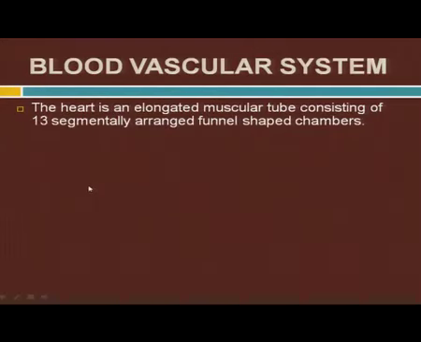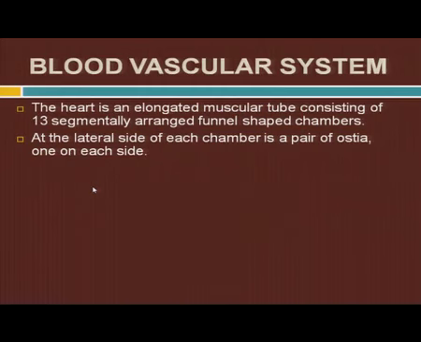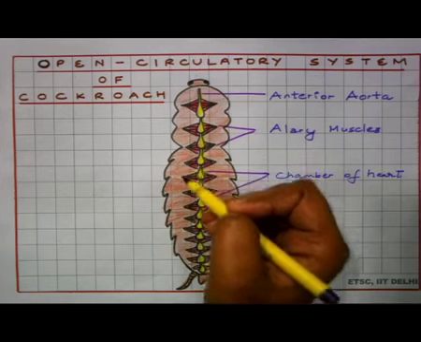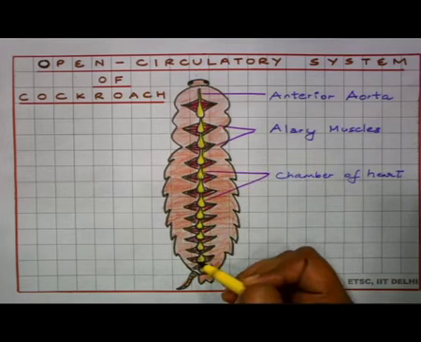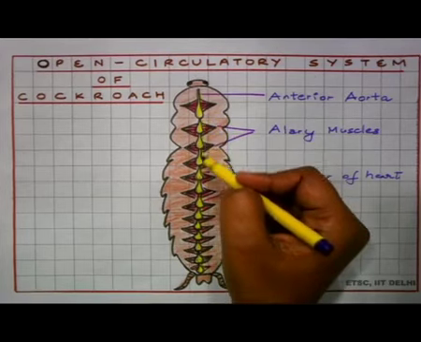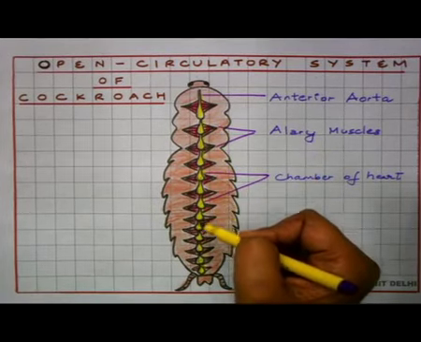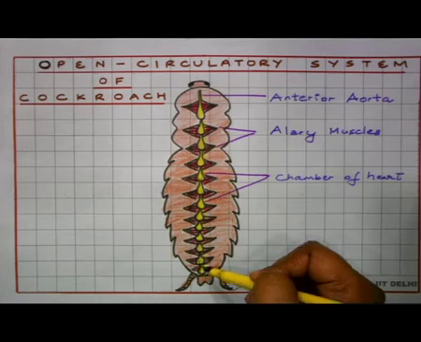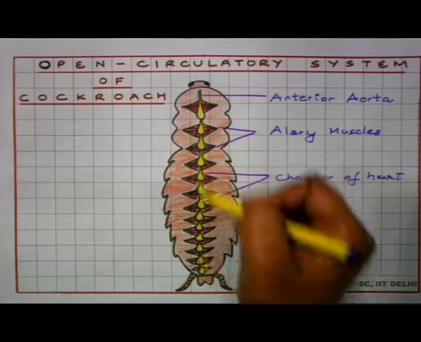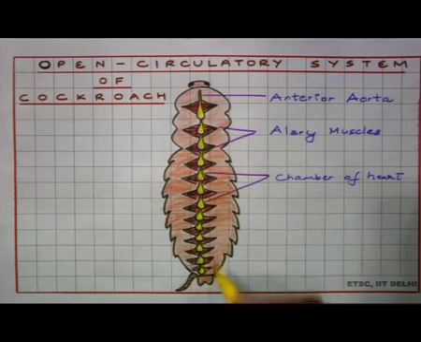The heart is an elongated muscular tube. You can see it is an elongated muscular tube and consists of 13 segmentally arranged funnel shaped chambers. These are 13 segmentally arranged: 1, 2, 3, 4, 5, 6, 7, 8, 9, 10, 11, 12, 13. So, again when you are drawing the structure, you need to show 13 funnel shaped chambers of the heart.